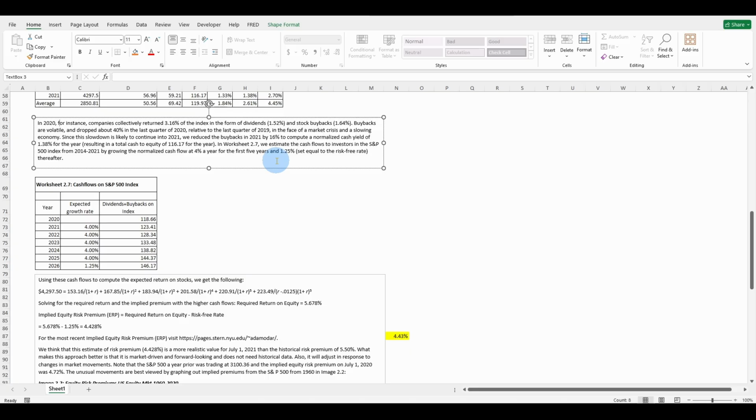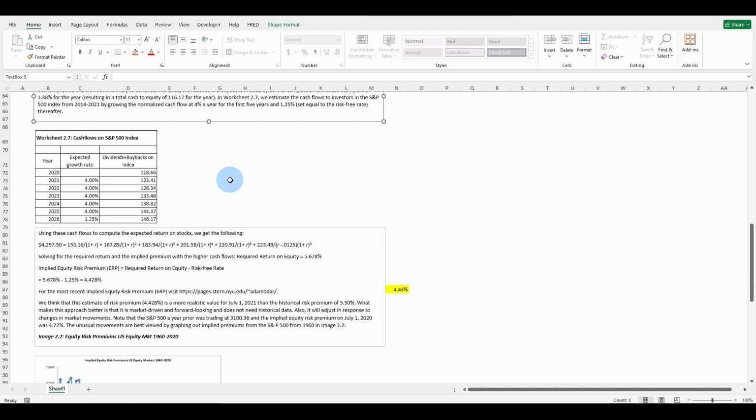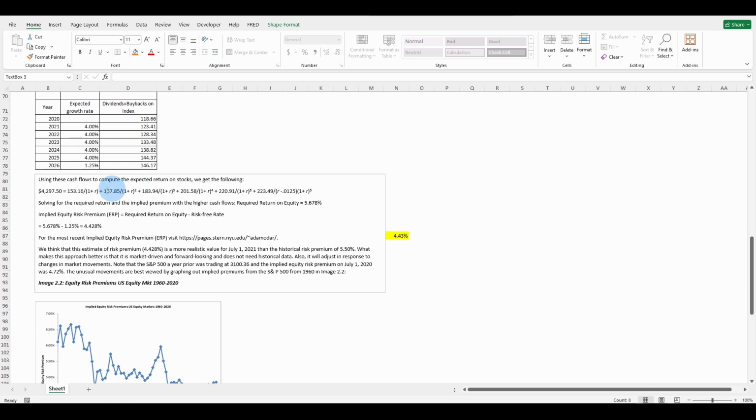In worksheet 2.7, we estimate the cash flows to investors in the S&P 500 index from 2014 to 2021 by growing the normalized cash flow at 4% a year for the first 5 years, and 1.25% thereafter. Here we have our information. Using these cash flows to compute the expected return on stocks, we get the following.